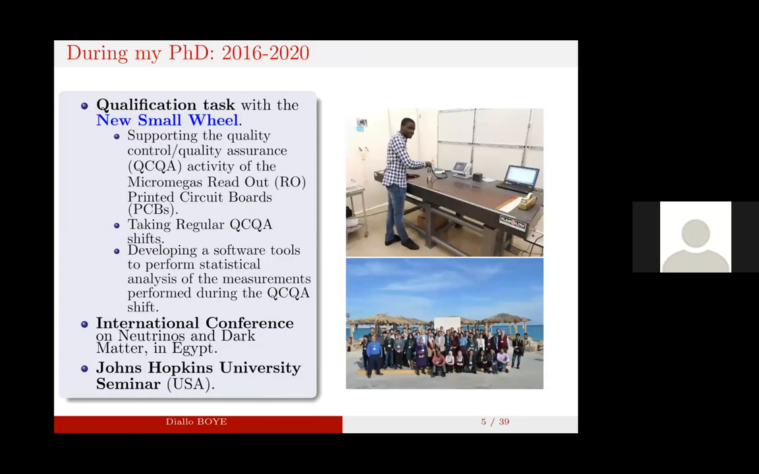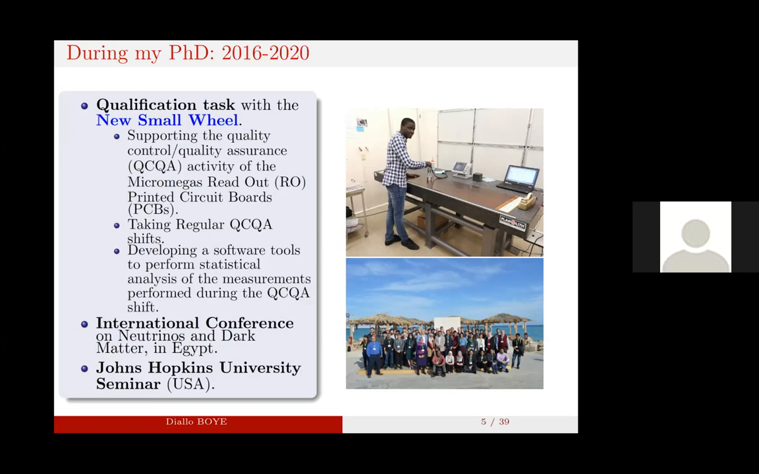During my PhD, I performed some work. As you know, to be part of the ATLAS author list, you have to perform an authorship task or qualification task, which I did with the New Small Wheel. I was mostly supporting the quality control and assurance (QC/QA) activities of the Micromegas readout circuit boards, and I was also taking some regular shifts. I also developed software tools to perform statistical analysis of the measurements performed during the shifts.